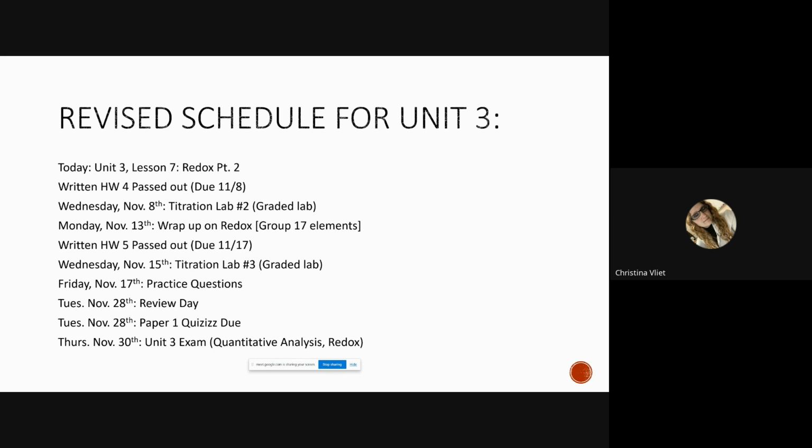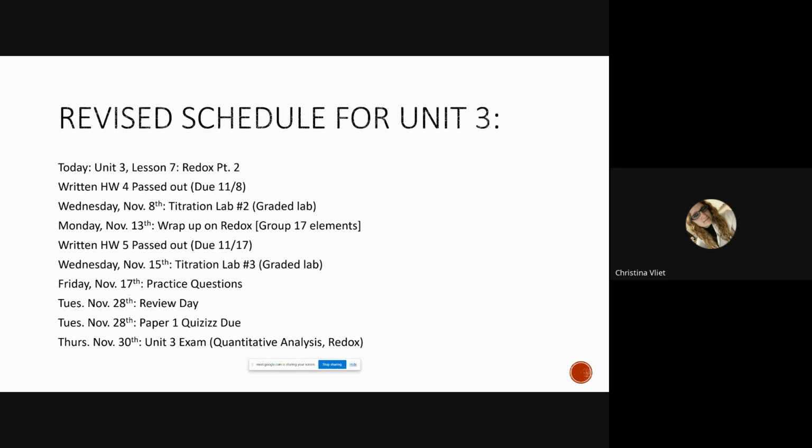So one of those lessons that I usually teach at the end of the year, I'm actually teaching next week on Monday, because it is the redox reactions of group 17 elements. And so we'll be doing that next week. That's going to be the final lesson of the unit. So what are you going to be doing the rest of the time? Well, today we are finishing redox and going over the lab math that you need to know to be successful as we start practicing for Paper 3 more.